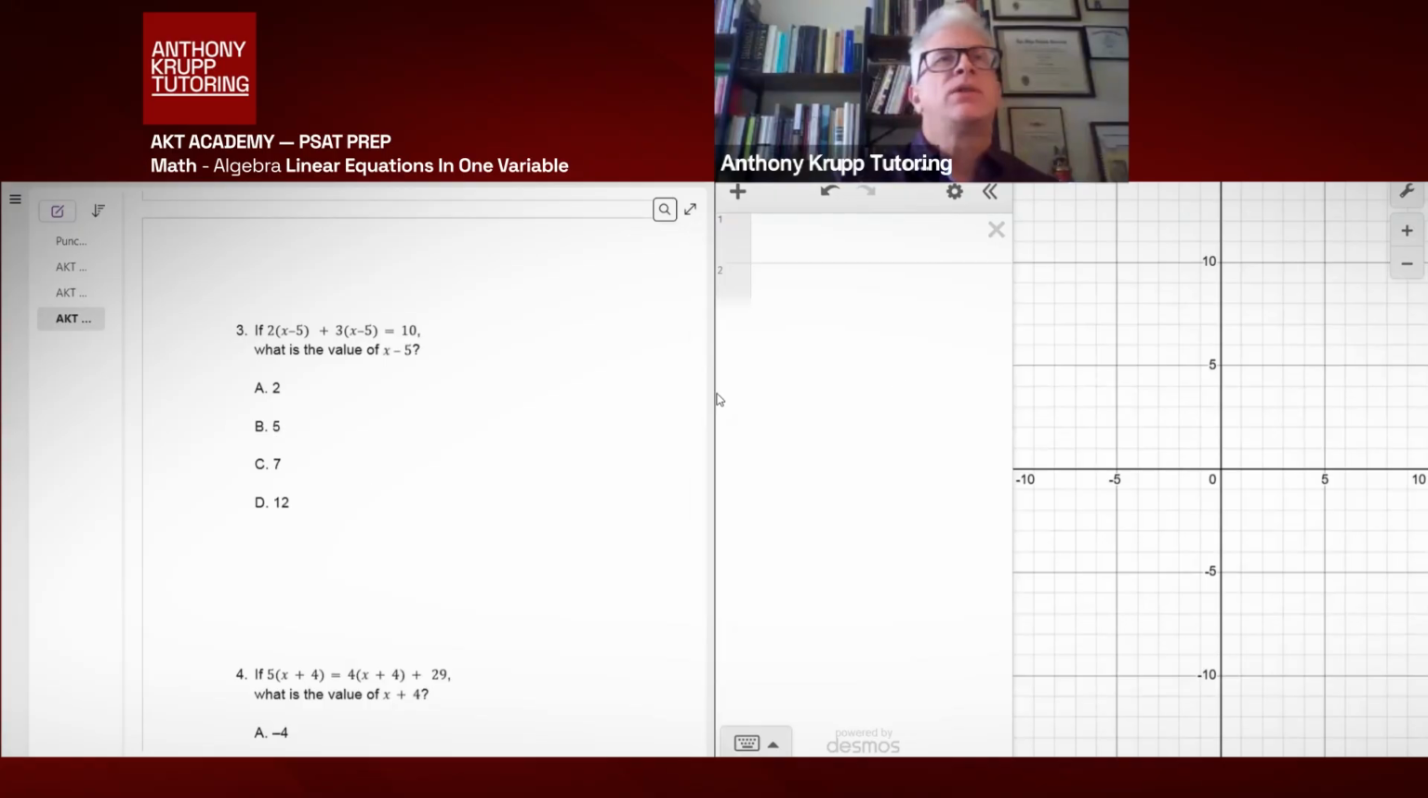There's a couple of things you can do here, actually. Obviously, you can Desmos this. I will in just a moment. But some of you might look at this and say, well, hold on. They both have an x minus 5 going on. And if you've got 2 of them plus 3 of them, I think that's the same as 5 times x minus 5 is equal to 10. And they want to know what x minus 5 is, right? Well, what if we just go like that?